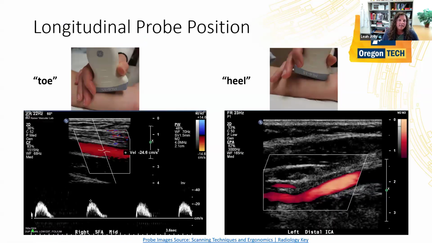So this is just demonstrating that heel and toe. Here's the toe where we're rocking the probe in one direction. And what that does is it puts this side of the transducer closer to the vessel and makes the vessel tilt. So we have this vessel nicely angled and we can achieve that 60-degree Doppler angle. We can also heel the probe, which means we push the other end of the probe into the patient's skin, and that makes the vessel tilt the other direction. So some vessels are already naturally tilted, others we have to make adjustments on our own.